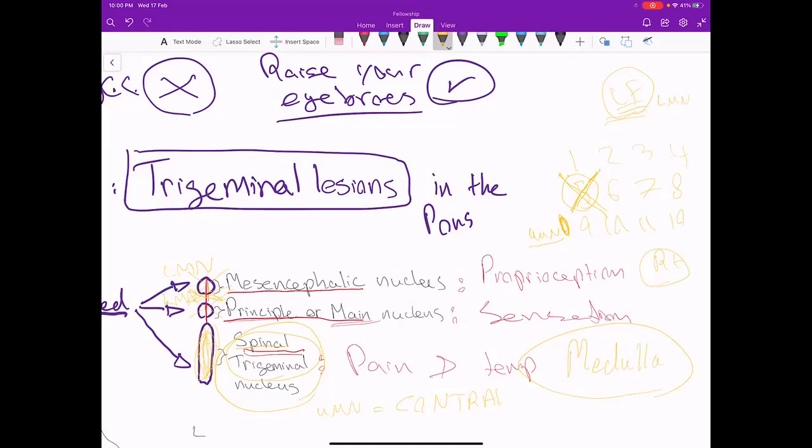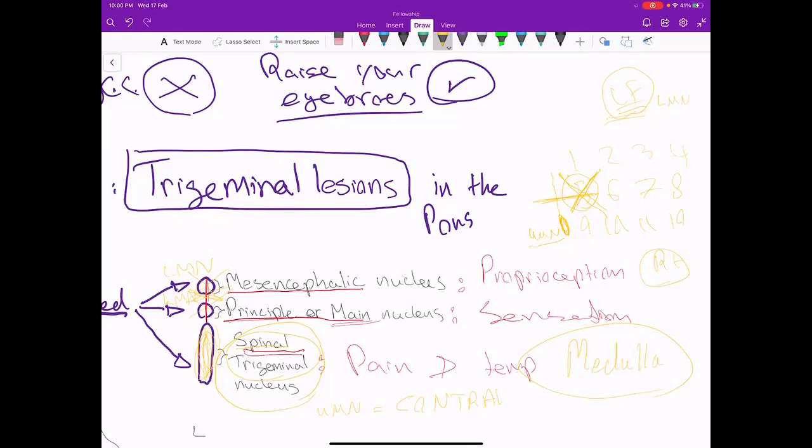It's because the spinal trigeminal nuclei, which is responsible for pain and temperature of the face, is actually located in the medulla, and it has to give off its ascending fibers, which at the level of the pons would be damaged, which would give you a concept of an upper motor neuron.